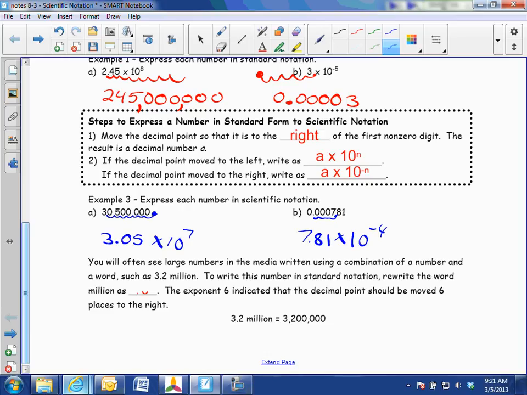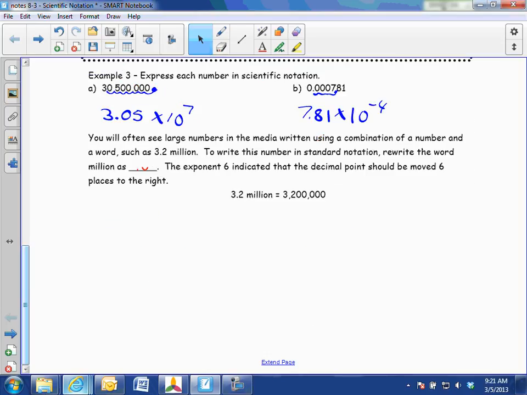Okay, so we often see large numbers in the media, where you're using a combination of a number and a word, such as 3.2 million, like in newspapers or magazines. They usually write like that. To write the number in standard notation, remember, the quote regular number, we're going to rewrite the word million as, well, let's say million has how many zeros? 6. So write this times 10 to the 6. As the exponent 6 indicates, the decimal moves 6 places to the right and belongs to the millions place. Alright, any questions so far?